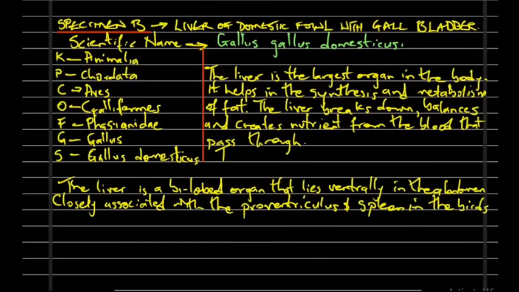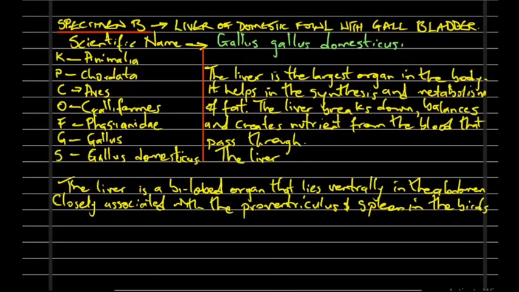Like I said, it helps to emulsify fat. Primarily it is responsible for the production of the bile which emulsifies fat. That is why we say it helps to emulsify fat. So the specimen is talking about the liver of domestic fowl with the gallbladder, so we have to bring in the gallbladder at this point. The right lobe is usually larger than the left lobe, and it is involved in the secretion of bile. Yes, that is another function. Let me put that here.